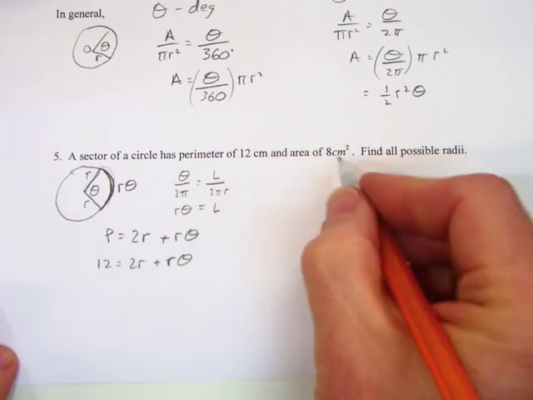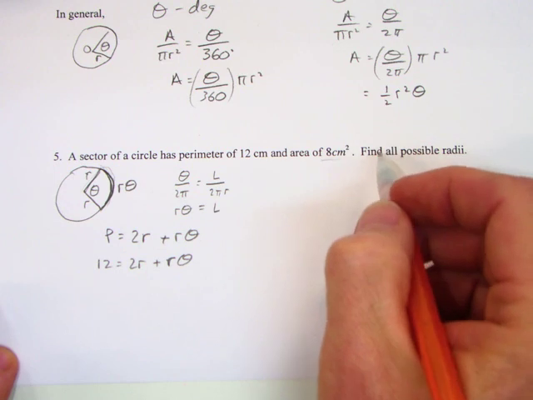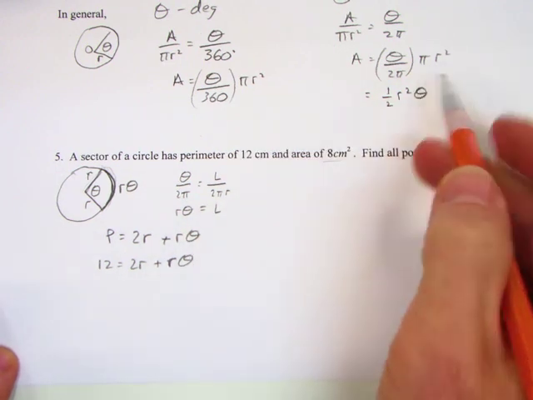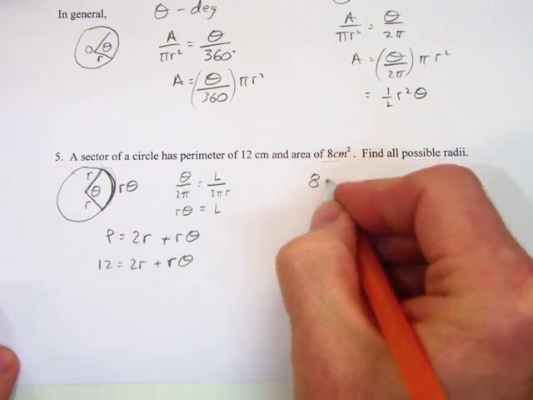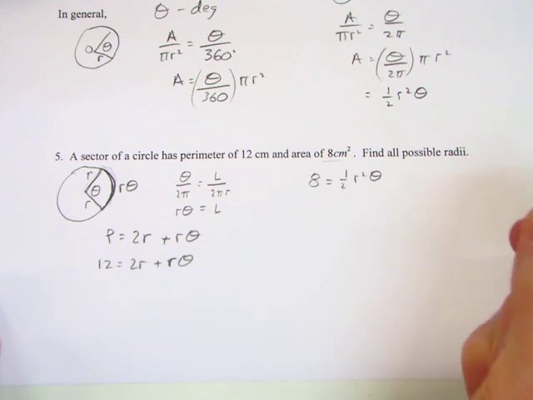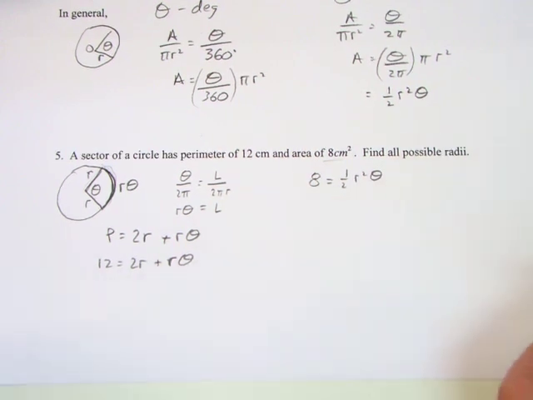Now let's take a look. We have another piece. We have area. Well, what is area? Well, I could rederive it right here, or I could just look. We just did it. So we could say 8 is equal to 1/2 r squared theta. Now note we have two equations with two unknowns. How can we solve that? Well, we have a system of equations.